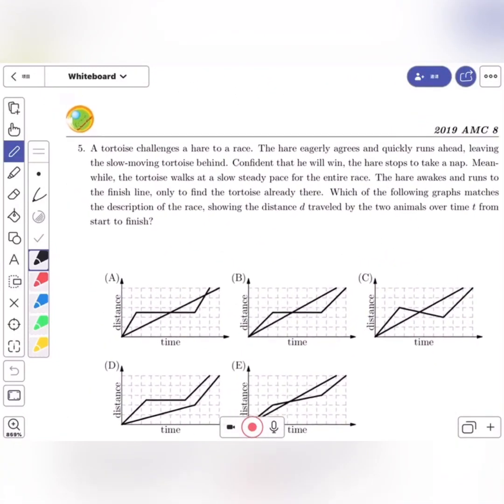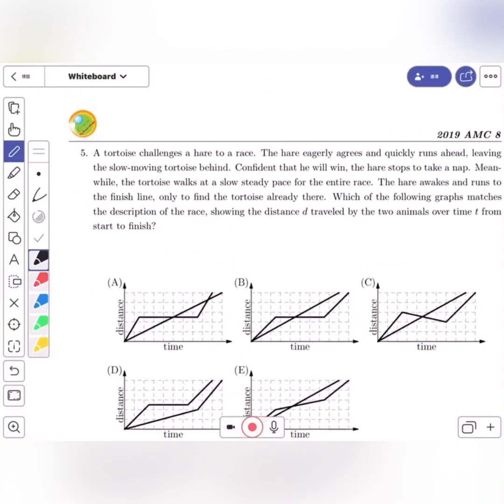Now going on to number 5. A tortoise challenges a hare to race. The hare eagerly races and quickly runs ahead, leaving the slow-moving tortoise behind. Confident that he will win, the hare stops to take a nap.